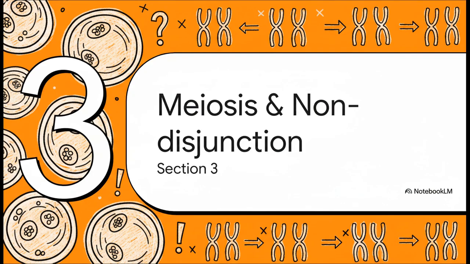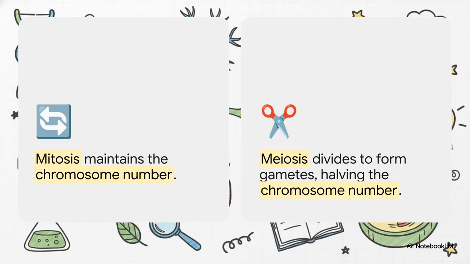All right, Section 3, Meiosis and non-disjunction. Let's examine exactly how cells divide to form gametes and the catastrophic consequences when these mechanics fail.